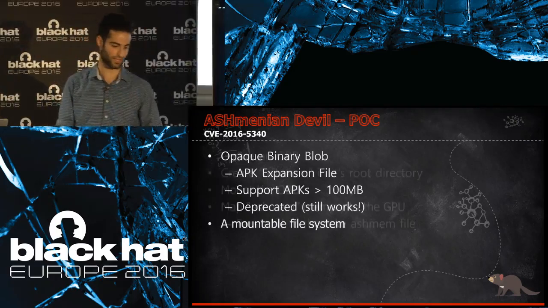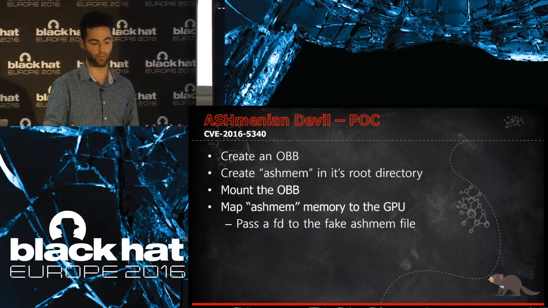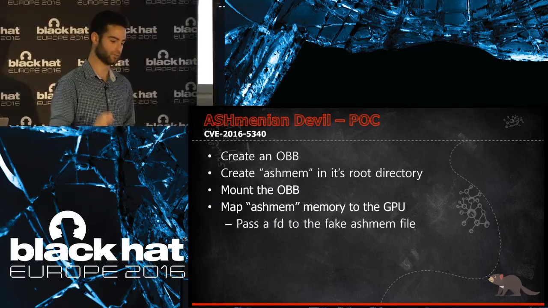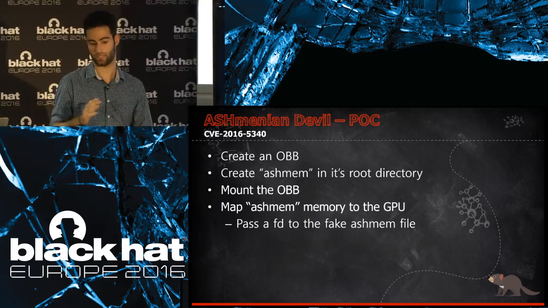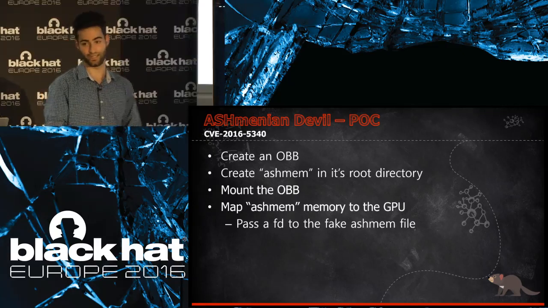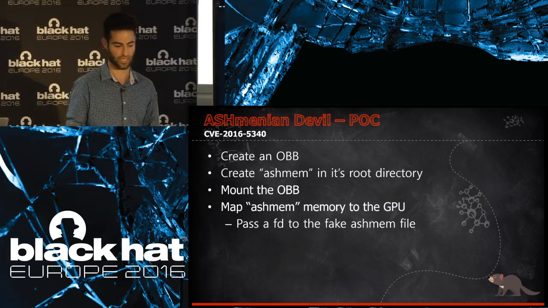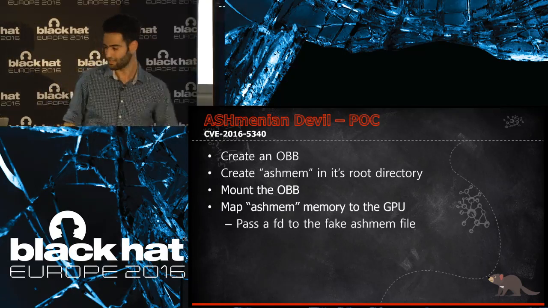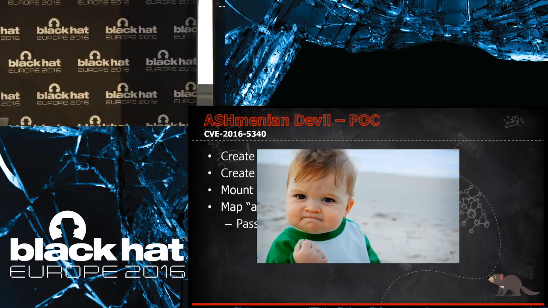So what we did was, first we created an OBB file system, and we put a file called Ashman in its top directory. Then we just mounted it. We don't need any permission for that, by the way. And then we have a file name called Ashman on the top of a mounting point, and we can just send it to the kernel and have fun.